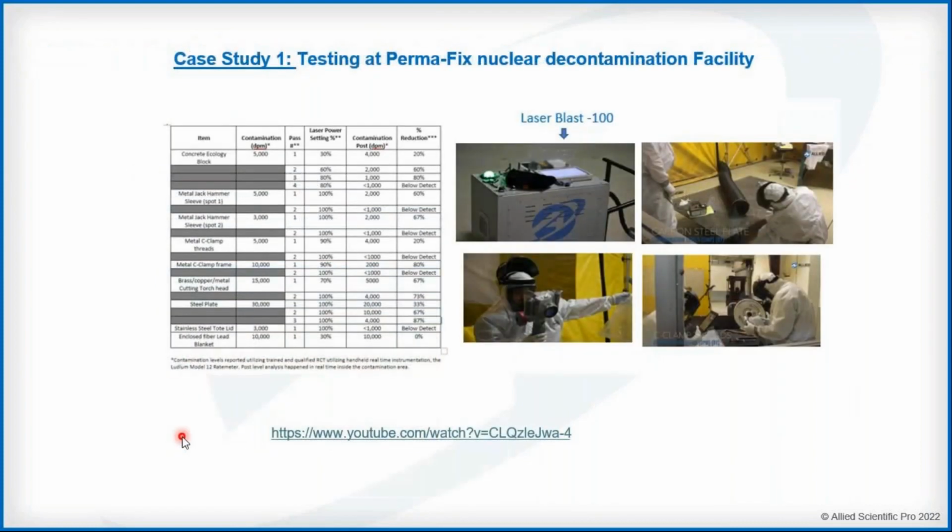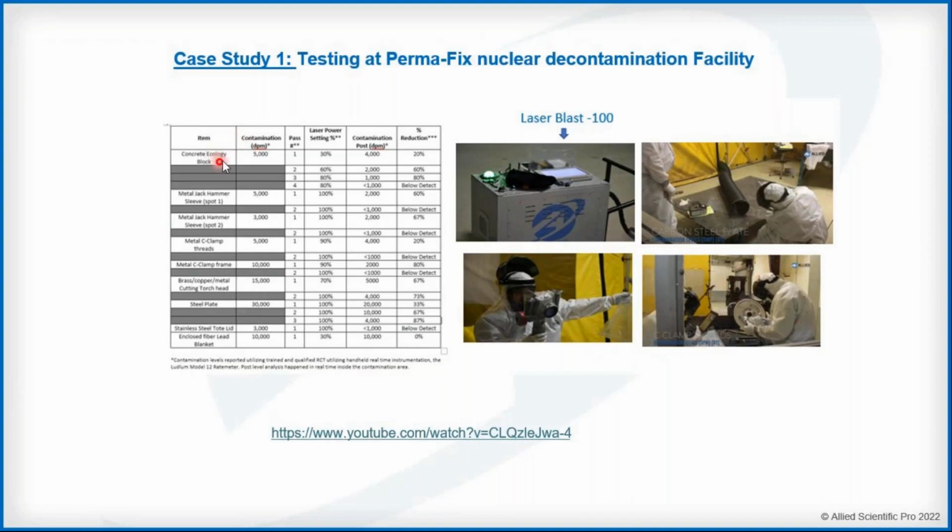So we took our old style 100-watt system there, and they defined a certain area under negative pressure. The actual box was sitting outside of that area, but the fiber optic and laser head were routed in, and you can see their engineers and the radiation engineers working on different metal pipes, metal surfaces, and things like that. They're cleaning them.